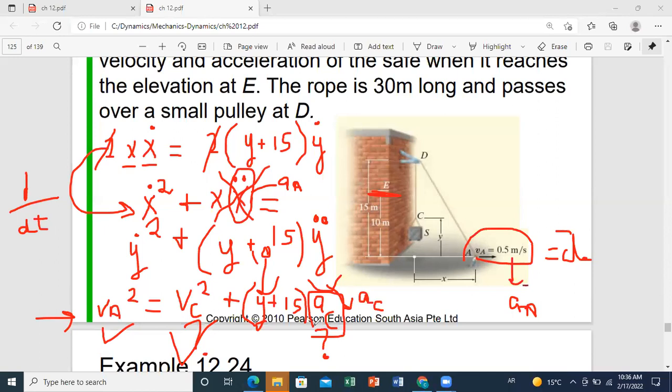Any question on this problem? Professor, yes, but why did we remove the x double dot? Because x double dot represents the acceleration of the man, and they told us that the man is moving at a constant velocity of 0.5 meters per second. If your velocity is constant, your acceleration will be 0, since you are moving along a rectilinear path. Okay, thank you. Welcome. Any other question?